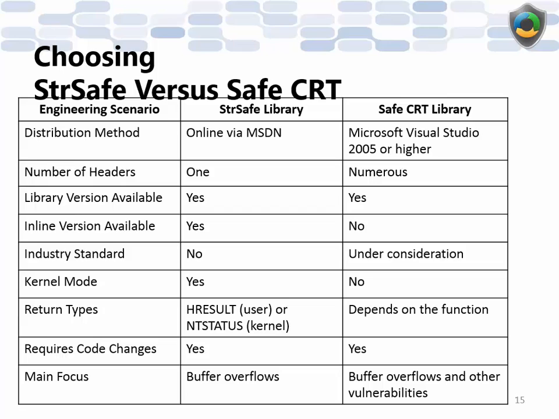In some cases, you might not have a choice. Certain banned functions may not have safer alternatives in one library, but may have safer alternatives in another library. For example, a safer alternative to the C runtime library function itoa, which is integer to ASCII, is available in Safe CRT, but it's not available in StrSafe.